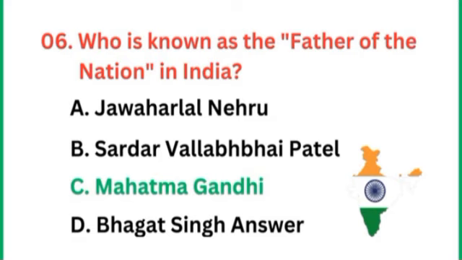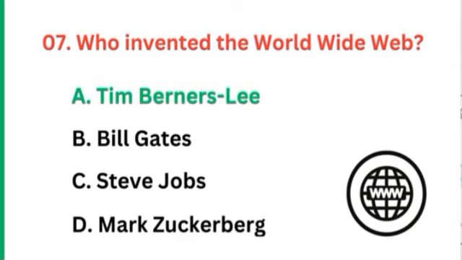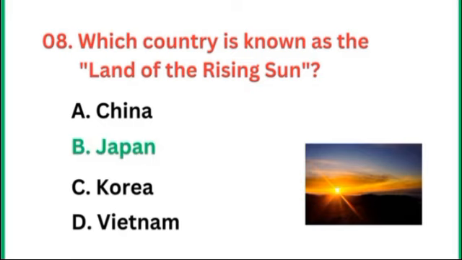Question number 6, who is known as the father of the nation in India? Right option is C, Mahatma Gandhi. Question number 7, who invented the World Wide Web? Right option is A, Tim Berners-Lee. Question number 8, which country is known as the land of the rising sun? Right option is B, Japan.